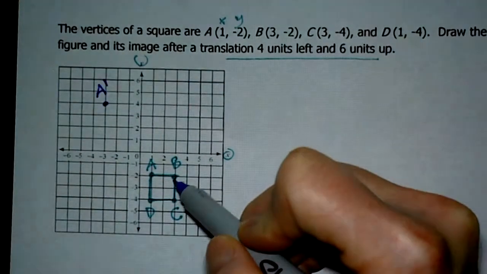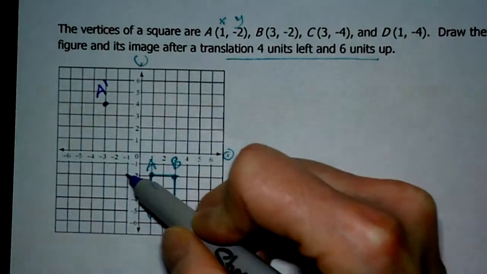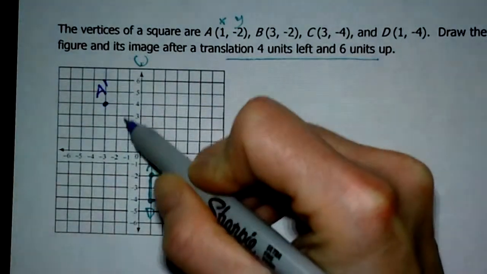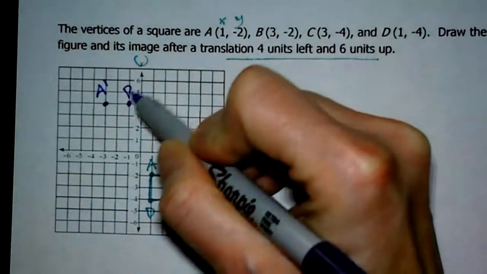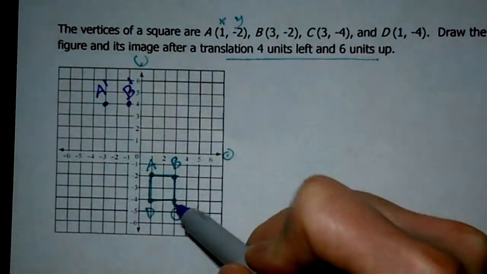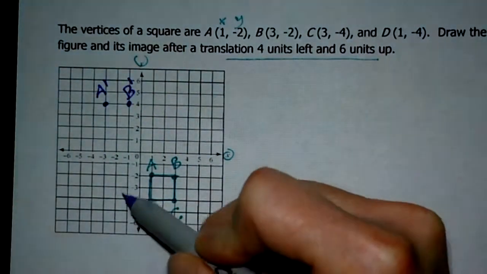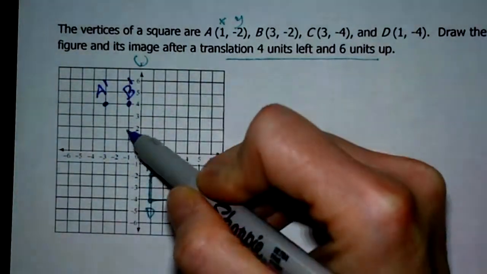B, I want to do the same thing. 4 units left, 1, 2, 3, 4, 6 units up. 1, 2, 3, 4, 5, 6. So there's my B prime. I want to do the same thing with C. I know it's getting old a little bit. We're almost done. 1, 2, 3, 4 units left. 1, 2, 3, 4, 5, 6 units up.